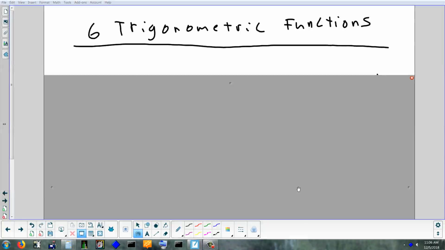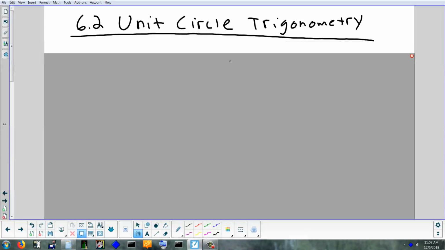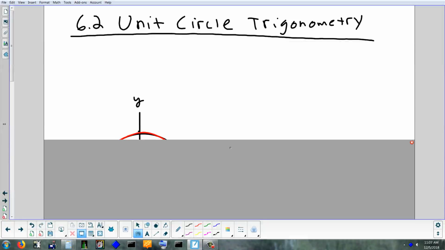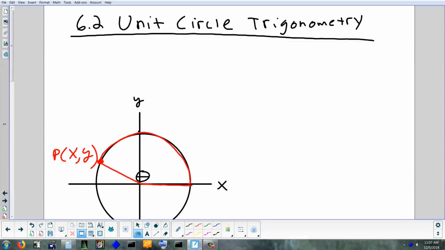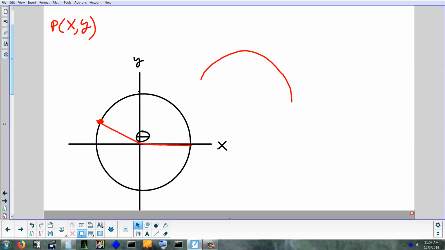Right, so we're going to start by looking at section 6.2, part 1. We'll finish it up either later today or tomorrow. And this is on what's called unit circle trigonometry. So what I'm going to do is draw a diagram just to show you kind of what the idea of unit circle trig is, and then we'll go from there. All right, so what I've drawn here is a circle.